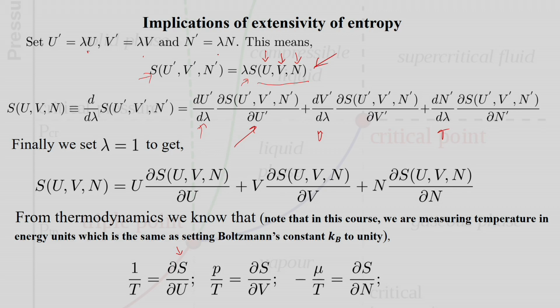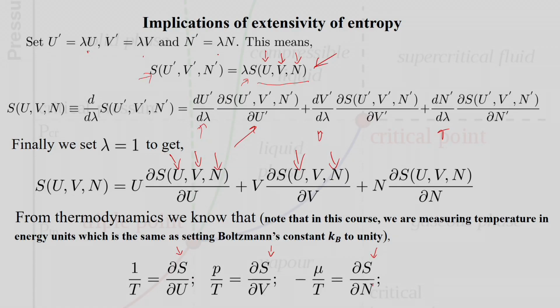Similarly, pressure is defined as temperature times the rate of change of entropy with volume. Of course, when I differentiate with respect to volume, I have to keep the total energy and the total number of particles fixed. If I differentiate with respect to total energy, I have to keep the volume and the number of particles fixed. And lastly, there is something called chemical potential. The chemical potential is similarly defined as temperature times the rate of change of entropy with the number of particles. There is a sign convention that you define it with a negative sign.